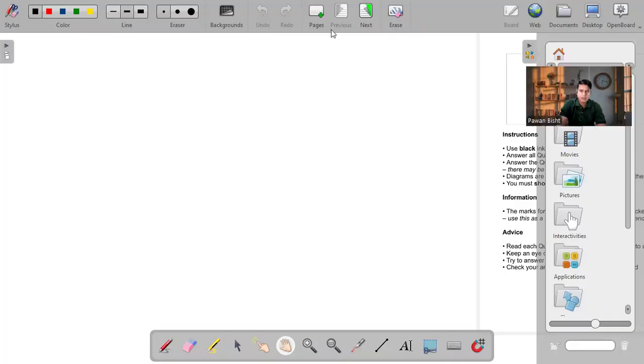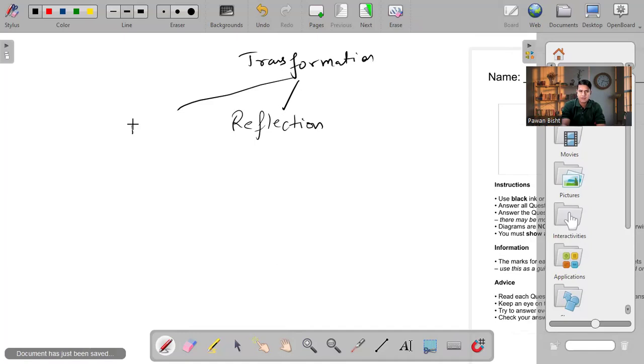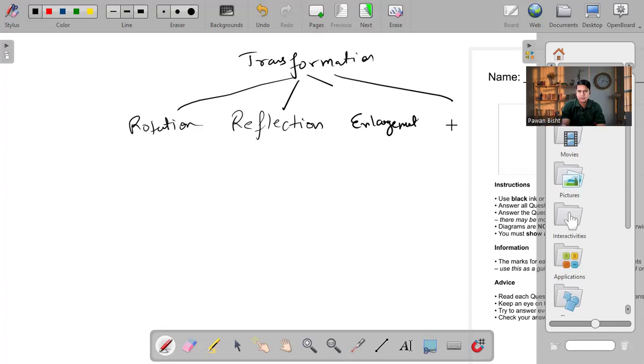This topic that we are starting today is reflection, which comes under transformation. Vectors and transformation are the topics; vectors we have already done. Under transformation, we have reflection, rotation, enlargement, and translation. So these are four topics we will discuss one by one. Today I'm starting with reflection.